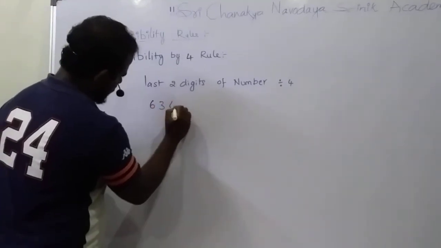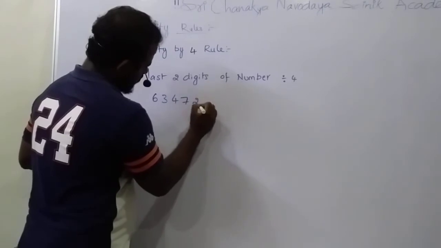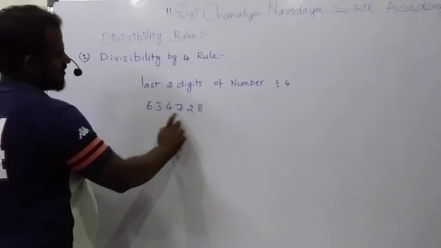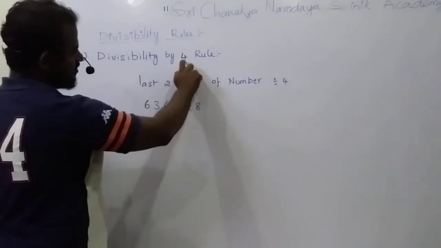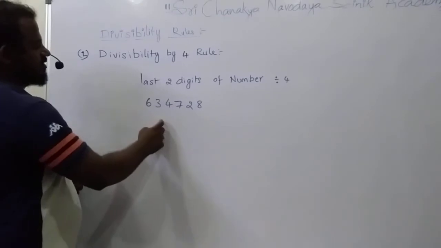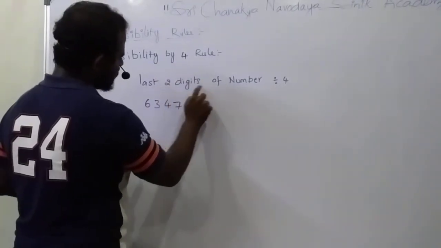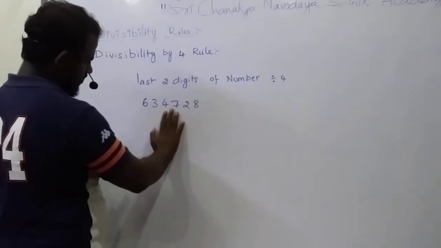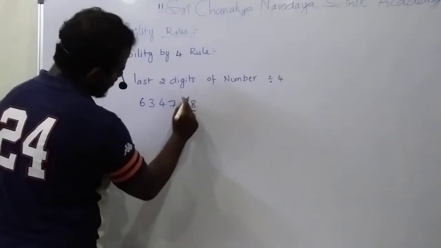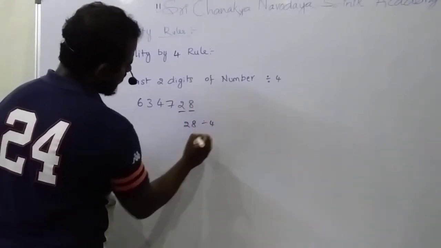6, 3, 4, 7, 2, 8. So this is the number, a 6 digit number. He gives this number and asks us to check whether this given number is divisible by 4 or not. How will we check? The criteria for the divisibility by 4 rule is, we will look at the last 2 digits of the given number, the ones and tens place. So what is that number? 28.